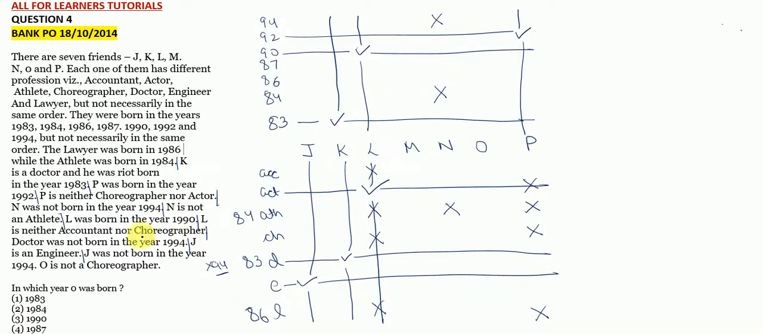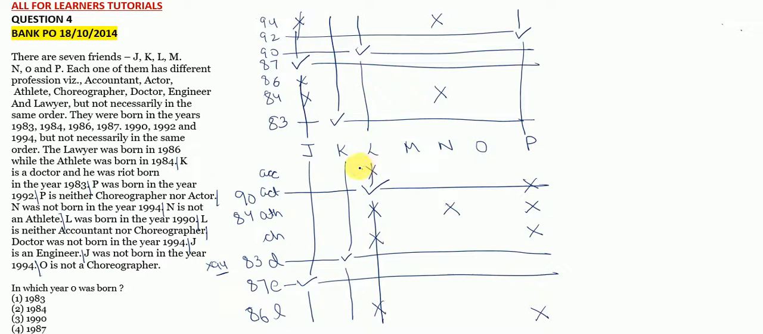Now, what was the last line? J is an engineer. J was not born in the year 1994. And obviously, he was not born in 1984 because he is not an athlete, and he is also not a lawyer, so he is not born in 86 also. So J was born in 87. It's clear, so just write it here. And for L, L is an actor, so it is 90. From here we have got it, so write 90 here also.